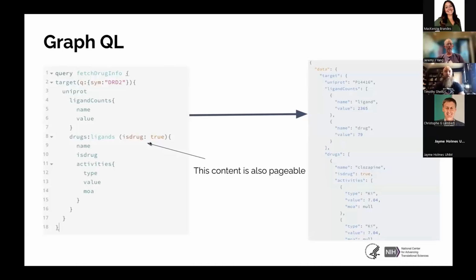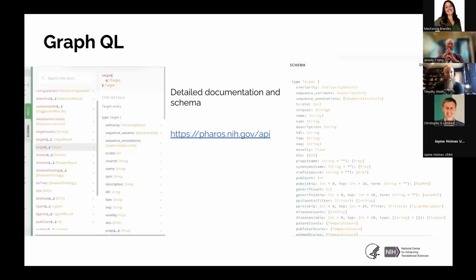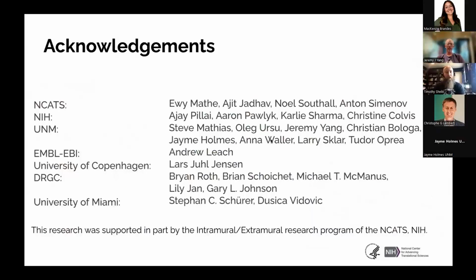So rather than us, the developers, determining what information should be shared, this allows users to pick and choose whatever information they want and really helps streamline the process. And again, we have a detailed documentation page and a sandbox. You can try these queries out at pharos.nih.gov/API. That's all I've got.